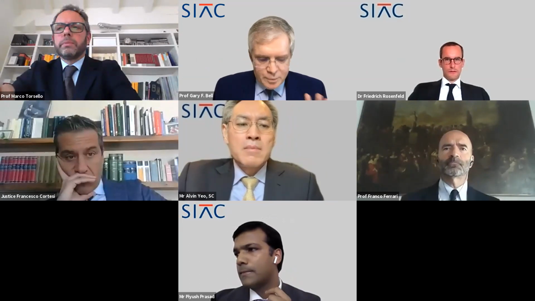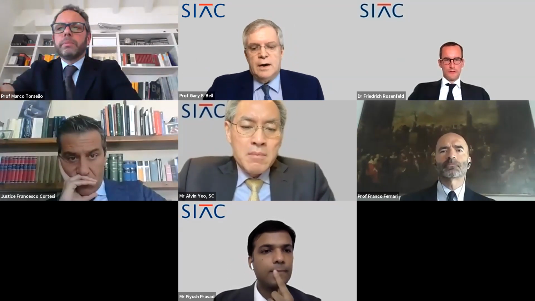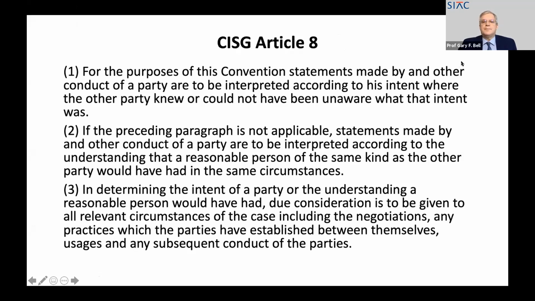So there is no rule of parole evidence rule. Now, Article 8 tries to find a compromise between the two. Let me show you Article 8. Here's what it says: for the purpose of this convention, statements made by and other conduct of a party are to be interpreted according to his intent, where the other party knew or could not have been unaware what that intent was.